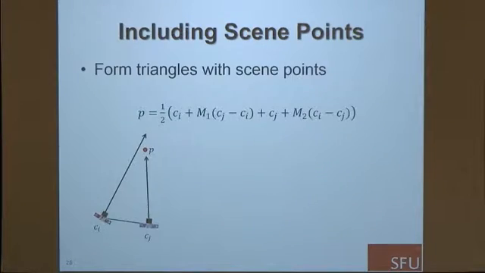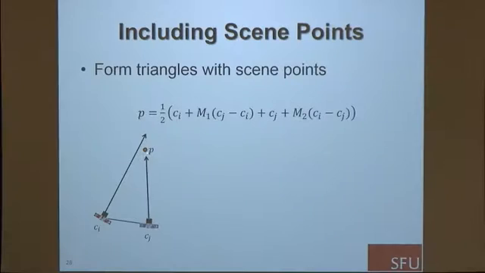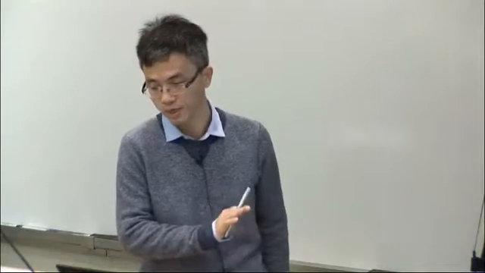So to address this issue, we might include scene points in the formulation. For example, we might replace the third camera by a scene point P and derive a similar linear constraint about their positions. The slight difference here is that P is a point, not a camera. But very interestingly, we can still compute these two matrices, M1 and M2. I'm going to explain how to compute them in the next slide. But at this moment, let's assume they can be computed.